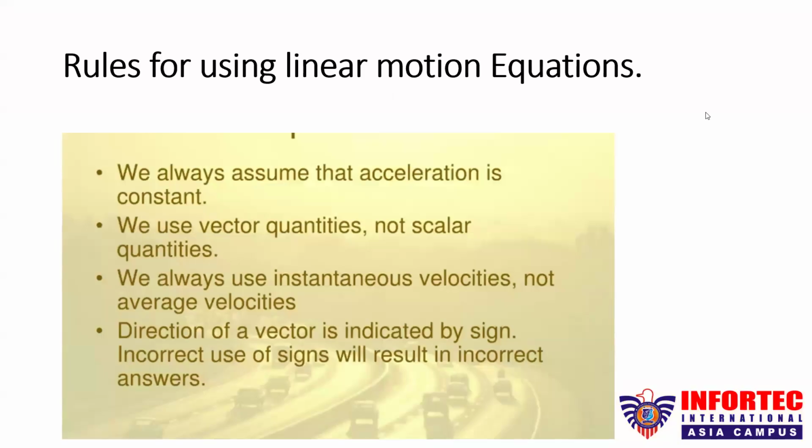Then some rules for using linear motion equations, right? Here, we all assume that acceleration is constant. Under constant acceleration, the motion is linear. We use vector quantities, not scalar quantities. We always use instantaneous velocity, the instantaneous velocity at the beginning, not average velocity, right? The direction of a vector is indicated by sign.